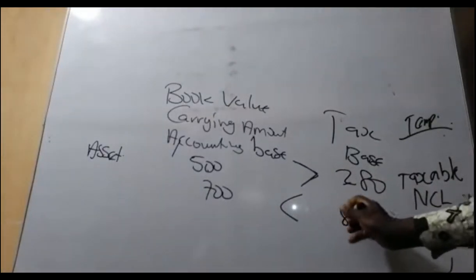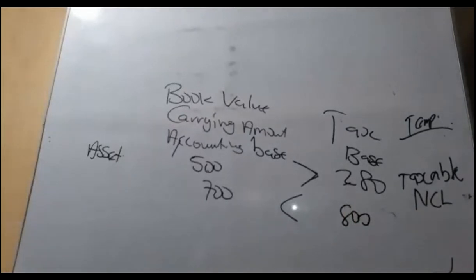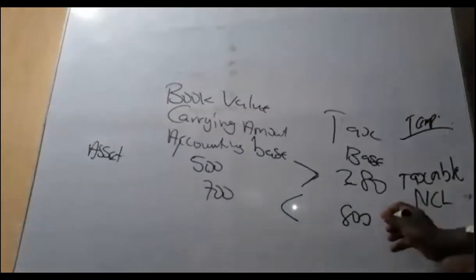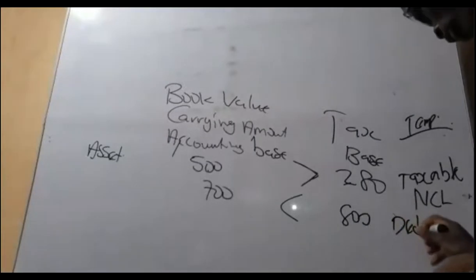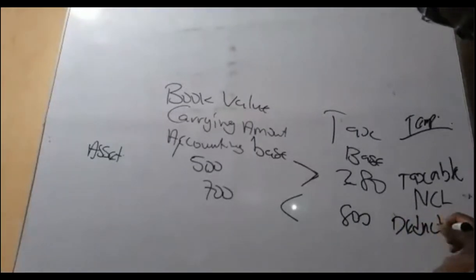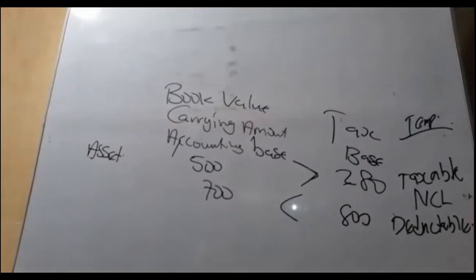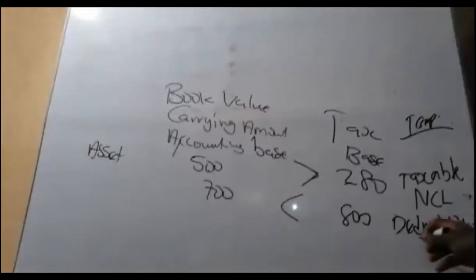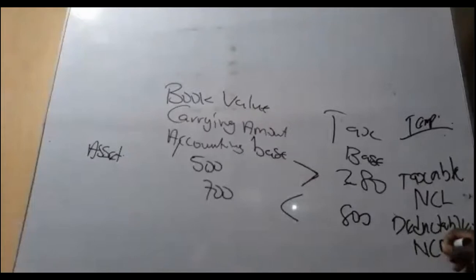Deductible means that in future, the tax authority will subtract it from your income tax expense, which is a plus for you. Deductible is a non-current asset in the financial statement. So the closing balance is a non-current asset. So that is the deductible.